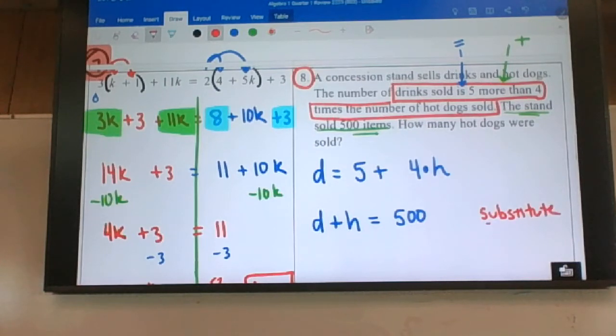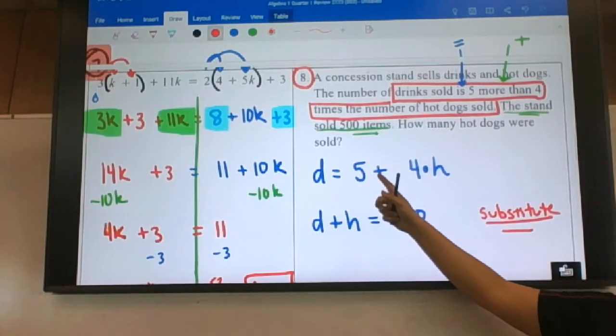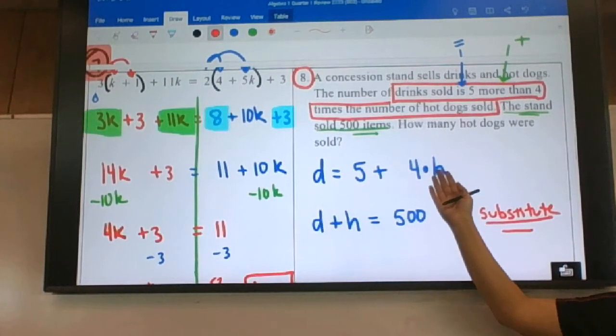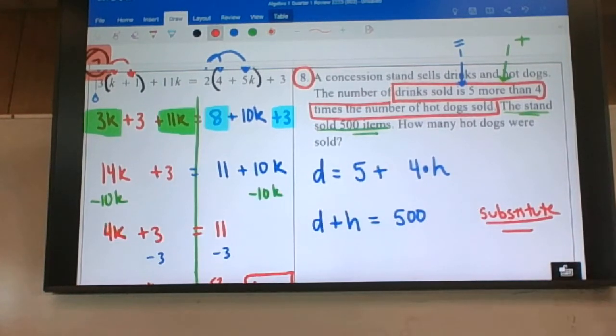Wait, substitute is more than hot dogs. Why are we timing all these? Drinks are 5 more than 4 times the number of hot dogs. Oh, I get it. We sold hot dogs, multiply it by 4, add 5, and that's our drinks. Think about it backwards.